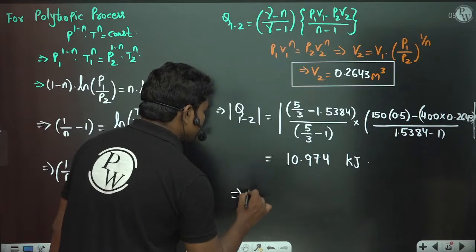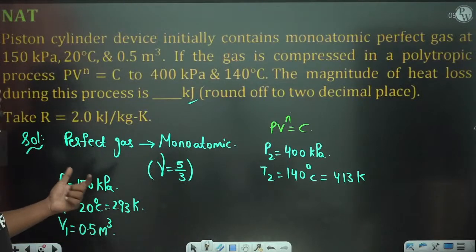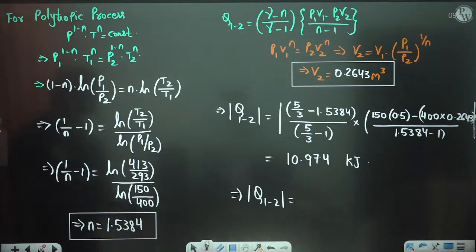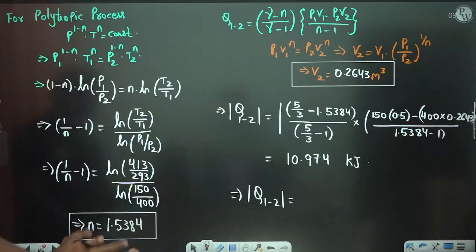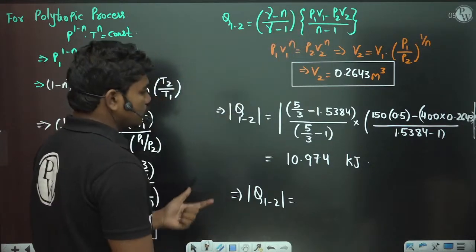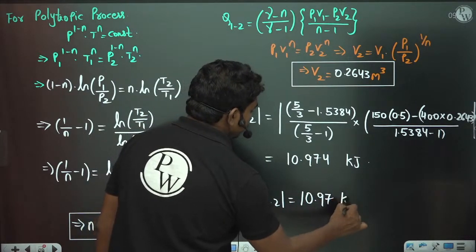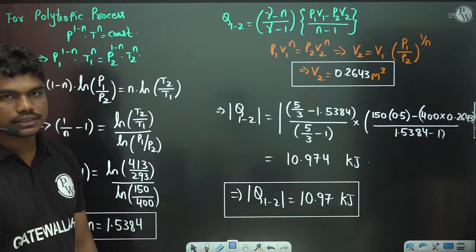Okay, so the magnitude of heat interaction is equal to, how many decimal places they have asked here, round off to 2 decimal places, and take R is equal to 2 kilojoule per kg Kelvin. But here we did not get any utility to calculate R. Why is R given? Maybe to calculate the polytropic specific heat, but anyway we need not use R in this case, because we have converted the formulas in terms of pressure versus volume. We are not bothered about the temperatures. So Q12 magnitude is 10.97 kilojoules. So 10.97 kilojoules is the correct answer in this case.